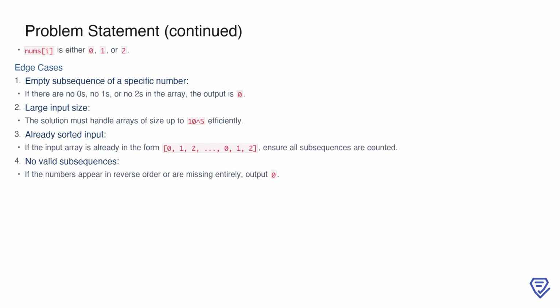For example, if the array is missing any of the required numbers, such as no 0s, no 1s, or no 2s, the output must be 0 since a special subsequence cannot be formed. Similarly, if the array is already sorted in the form of repeating 0, 1, 2, we must ensure all valid subsequences are counted. On the other hand, if the numbers appear in reverse order or are entirely out of sequence, the output should also be 0. Handling these scenarios efficiently is key to solving the problem correctly, even when the array size is at its maximum limit.